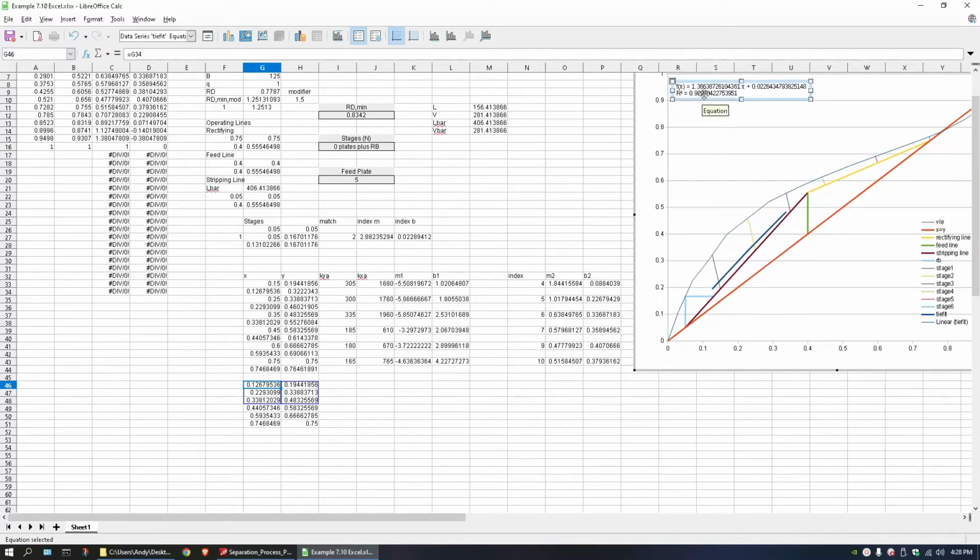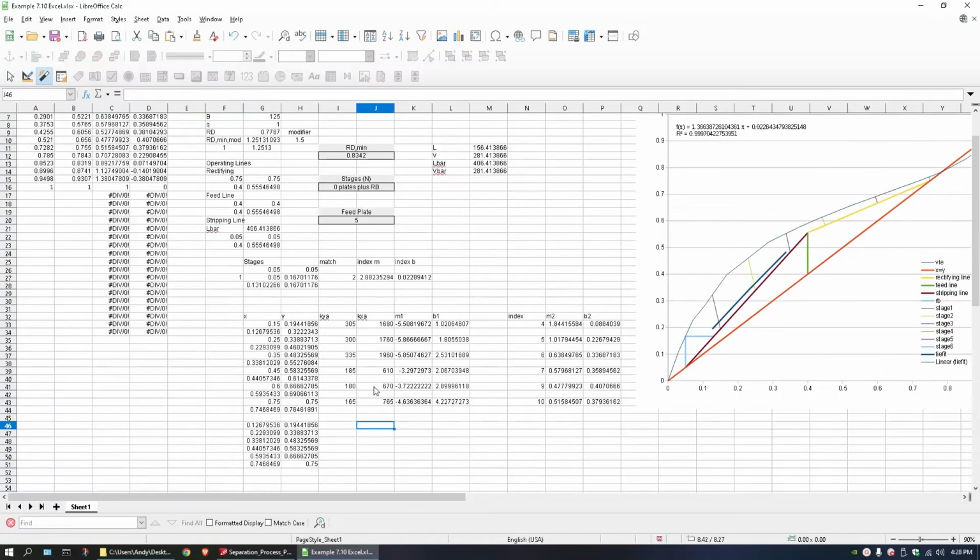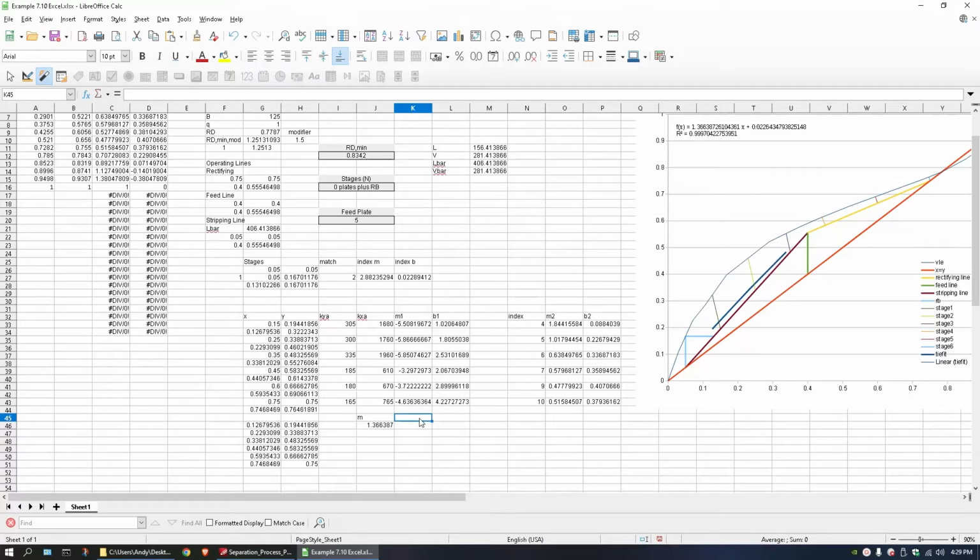All right, so for our line, we're going to have an m of 1.366387. That should be enough. And then a b of 0.0226435, should be enough. And then we can do it again.